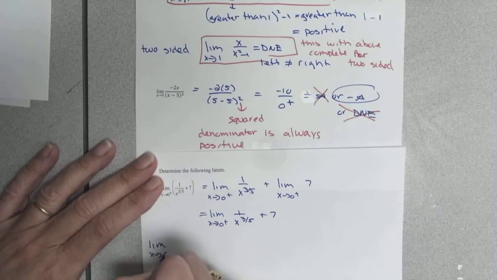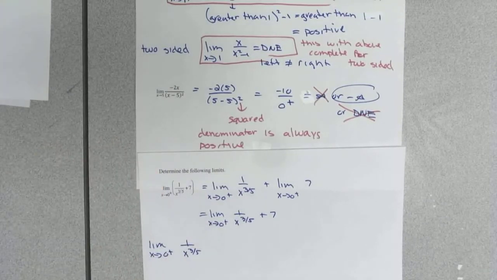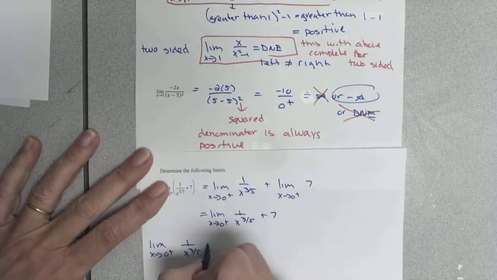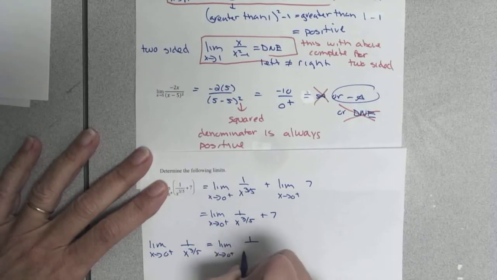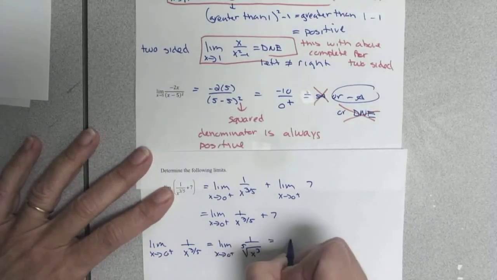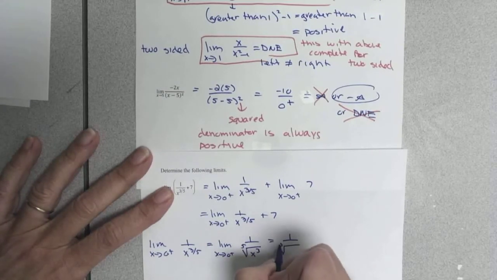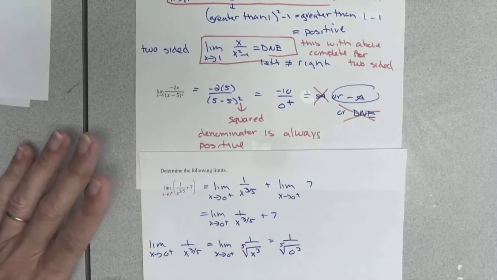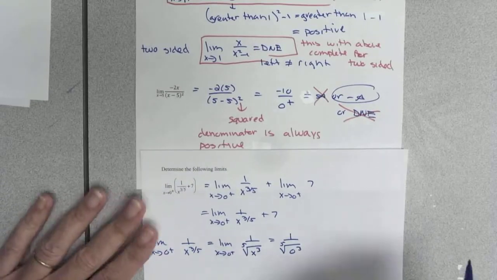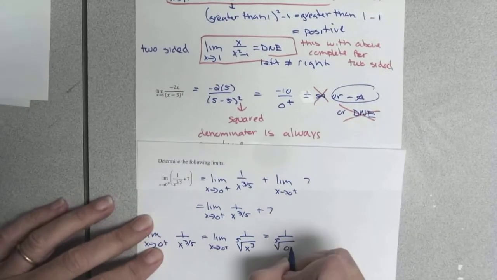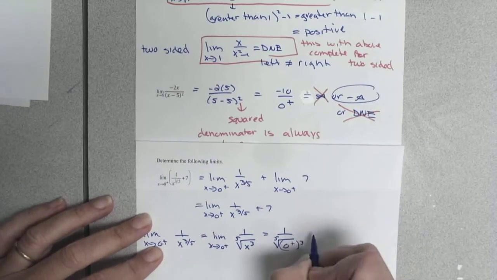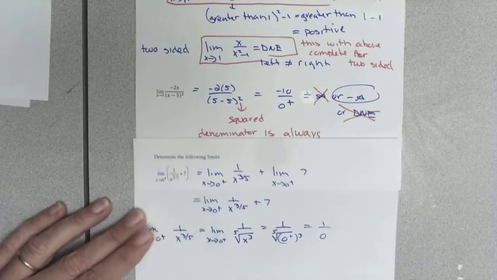So the limit as x goes to 0 from the right of 1 over x to the 3/5. Okay, so that's going to be the limit as x goes to 0 from the right of 1 over, and remember that's going to be the 5th root of x cubed. And so that's going to be 1 over the 5th root of 0 cubed. Now let's go ahead and put the little plus sign in there. So I'm going to get rid of the 3 for a moment. Put the plus and cube it all. And so I've got 1 over 0.